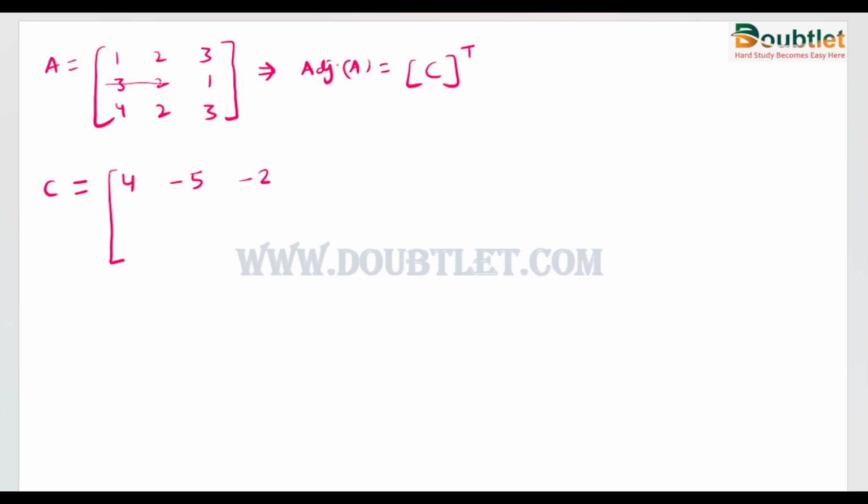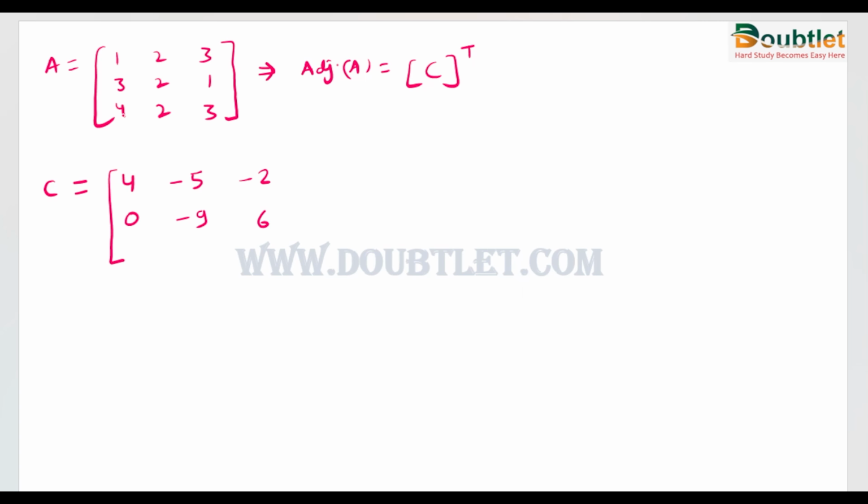Now again, if we cancel out this row and this column, what we will get is 2, 3, 2, 3, and the determinant will be 6 minus 6, which is 0. So the negative sign won't affect this element. Now we need to cancel out this row and this column. We will get 1, 3, 4, 3. So this will become 3 minus 12, so minus 9. So this is minus 9. For this element, we have 1, 2, 4, 2. So we need to find the determinant of 1, 2, 4, 2. So 2 minus 8 is minus 6, and with the sign this will become 6.